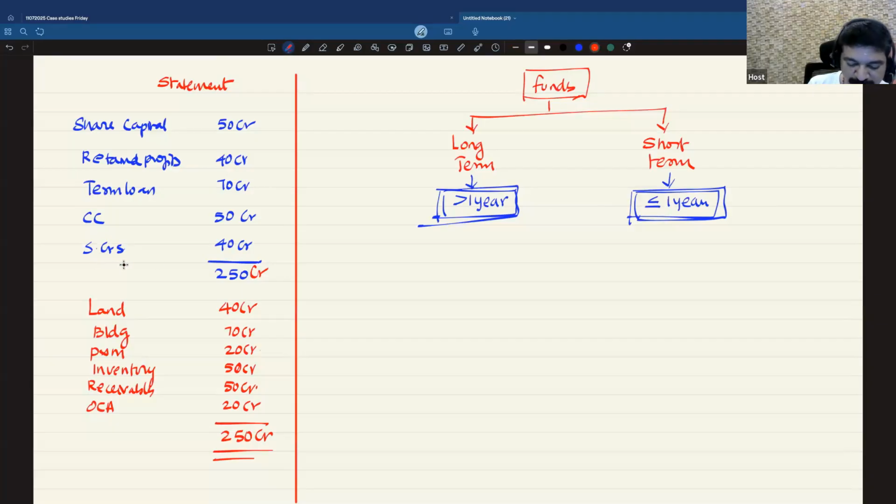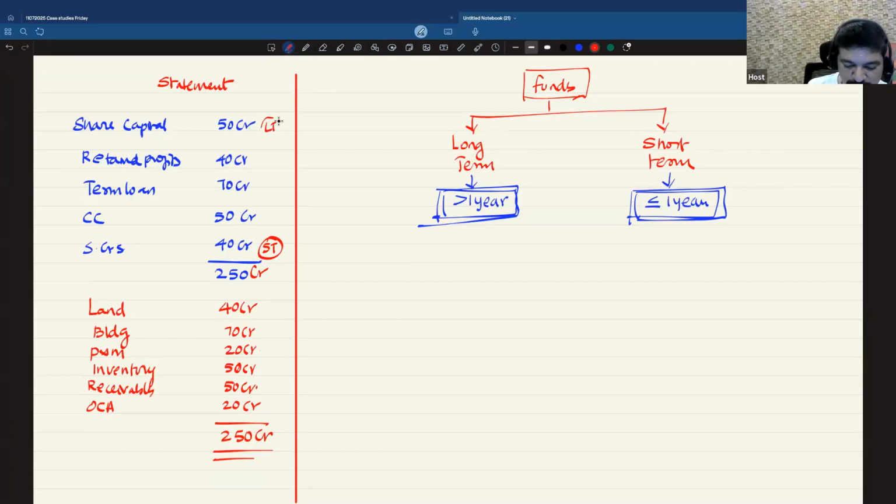Tell me, the sundry creditors fund of 40 crore which came in during the year, which has to be repaid within like 30, 60, 90 days. Is it a short-term source of money or long-term source of money? This is a short-term source of money. Okay. Tell me, the capital which has come from the owners, which is repayable to the owners only in the event of winding up of the company, is it short-term or long-term?